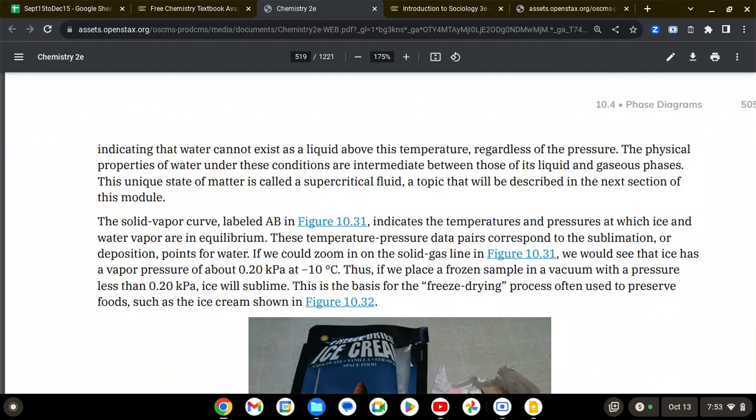indicates the temperatures and pressures at which ice and water vapor are in equilibrium. These temperature-pressure data pairs correspond to the sublimation or deposition points for water. If we could zoom in on the solid-gas line in Figure 10.31, we would see that ice has a vapor pressure of about 0.3 kilopascals at negative 10 degrees Celsius. Thus, if we place a frozen sample in a vacuum with a pressure less than 0.3 kilopascals, ice will sublime. This is the basis for the freeze-drying process, often used to preserve foods such as ice cream, shown in Figure 10.32.